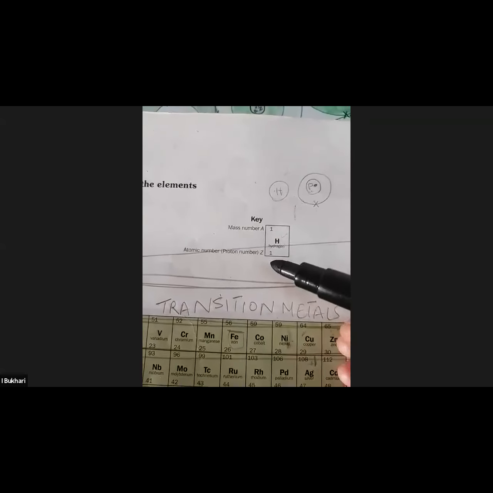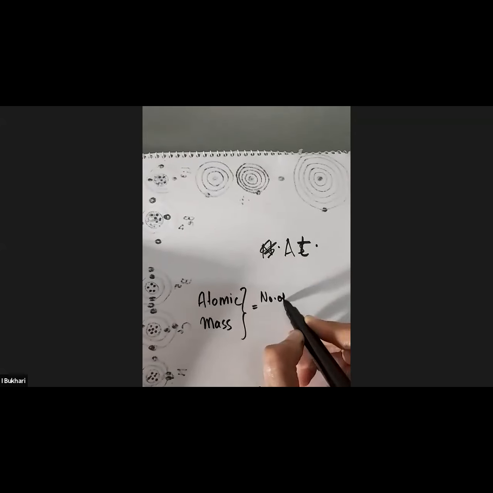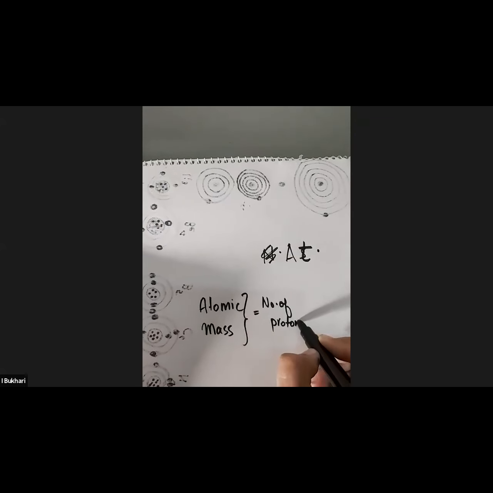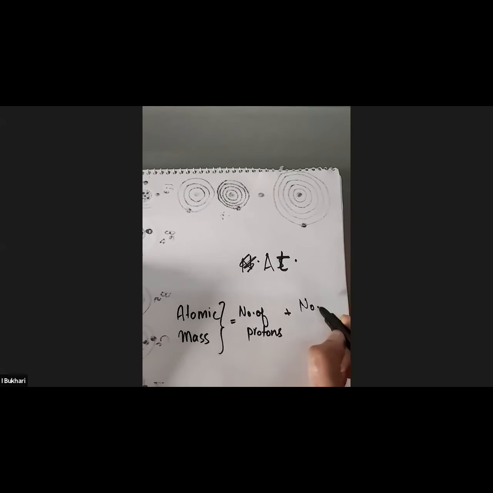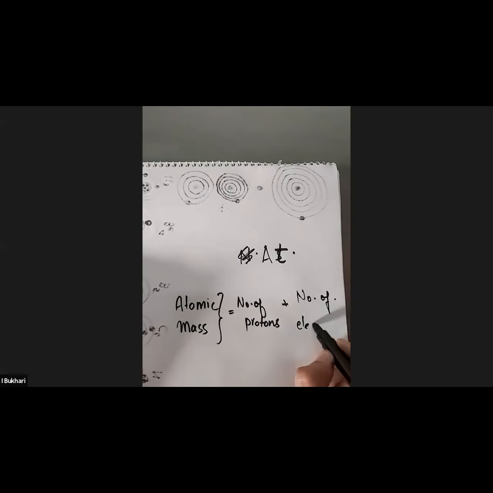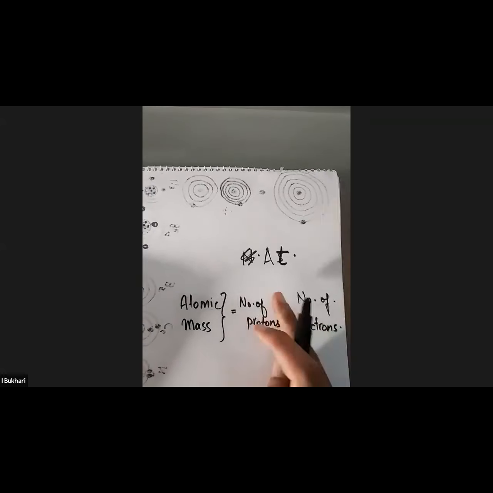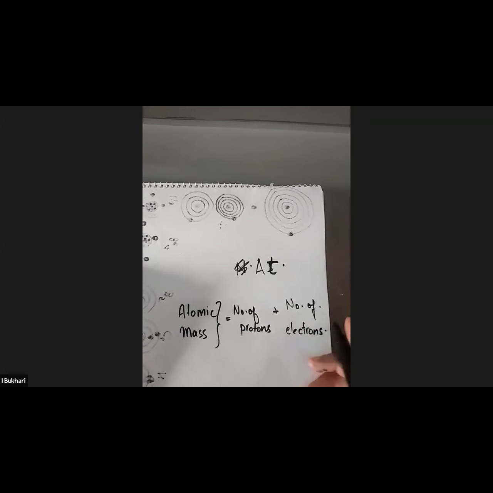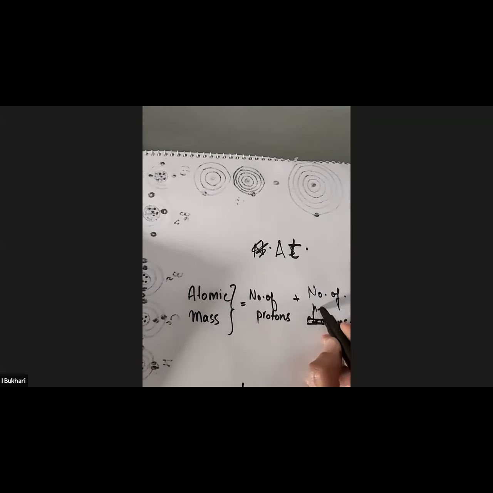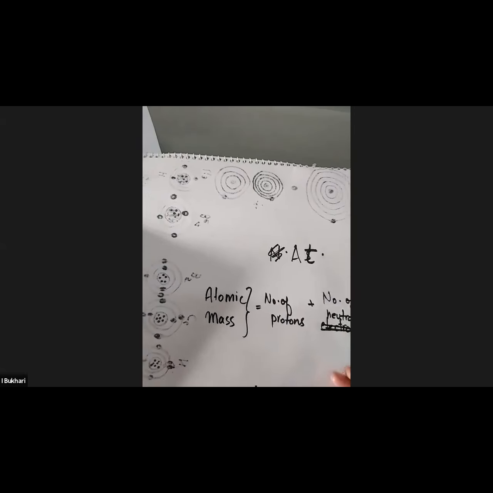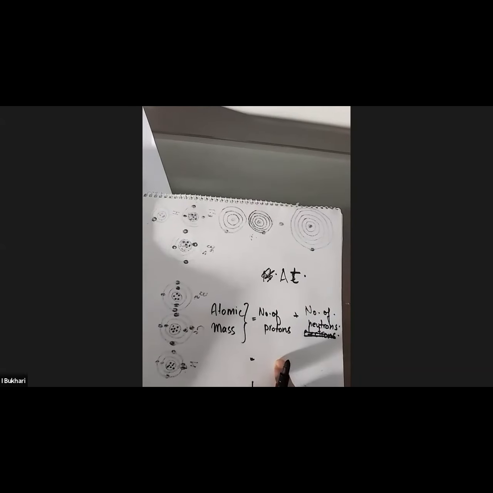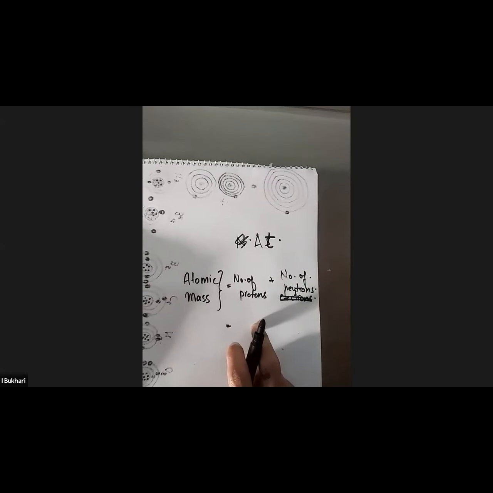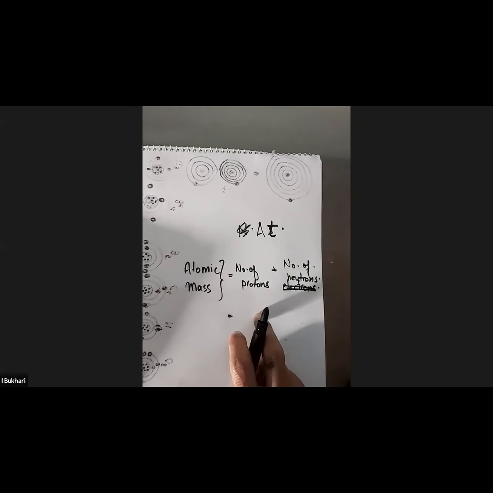The bigger number is the mass number. Why? Because mass is the number of protons. Those who want to leave are free to leave. I won't take long, just let me make this point. The number of protons plus the number of neutrons will give us the mass number. Remember, electrons are too small, so we do not include their weight, right?